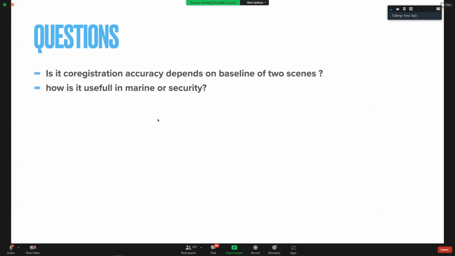The next question, I don't really know how to answer: how is it useful in marine or security? Well, if you have a sensor that can look day and night under all weather conditions, and that is especially well able, and basically designed, to separate ships from water, it's a very good and useful sensor for marine or marine security related projects.